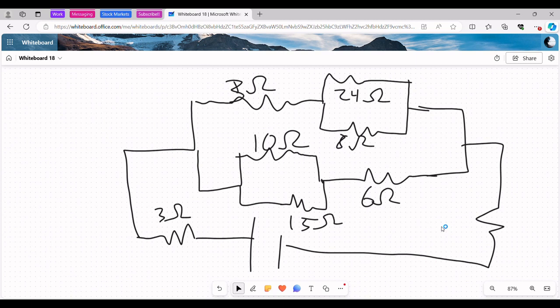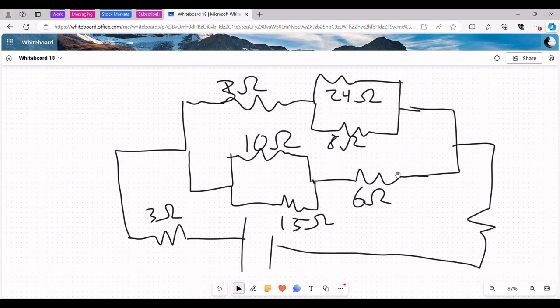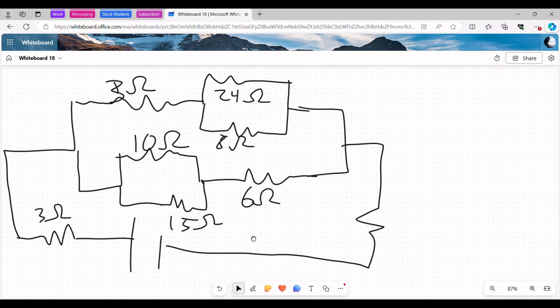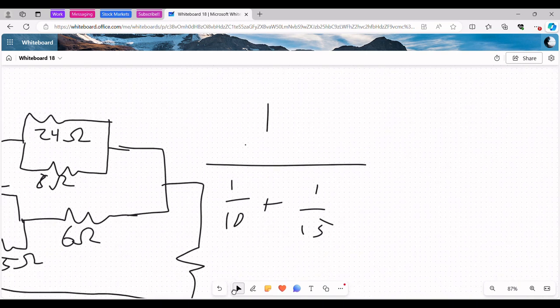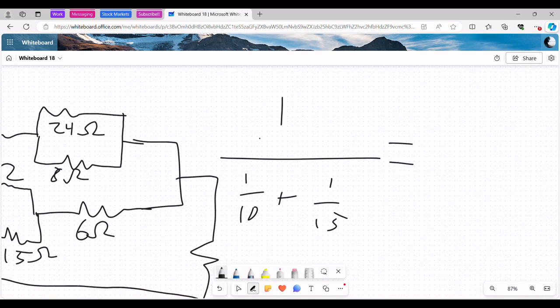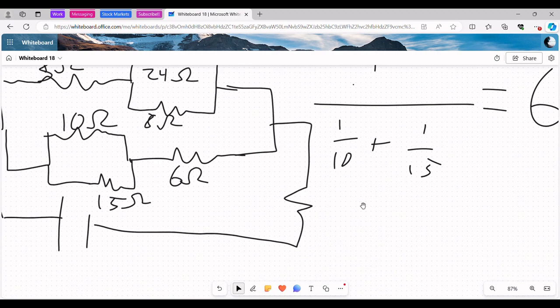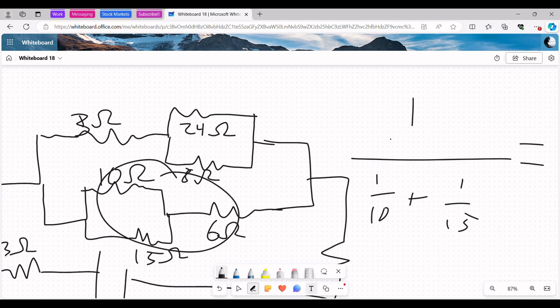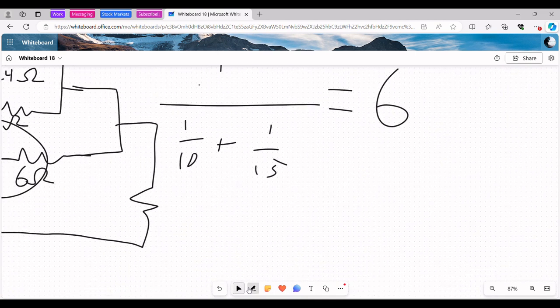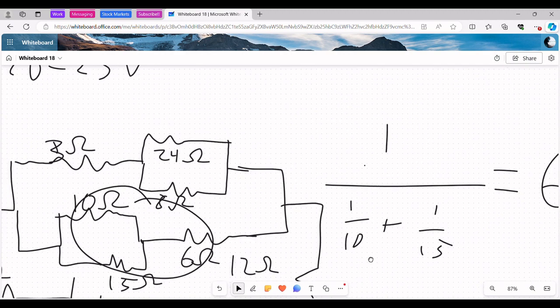All right. So to find the total resistance, like I said, let's work from the inside to the outside. The innermost things are basically this parallel circuit and this parallel circuit. So let's work with this one first. It's 1 over 10 plus 1 over 15, and that equals 5 over 30, which is 1 over 6. Should be 6. Then we add that to this 6 ohms, and we should get 12. So the total resistance of this entire thing is 12 ohms.